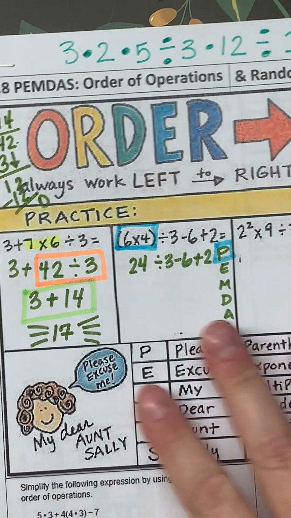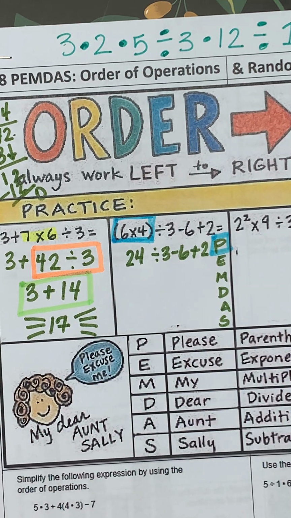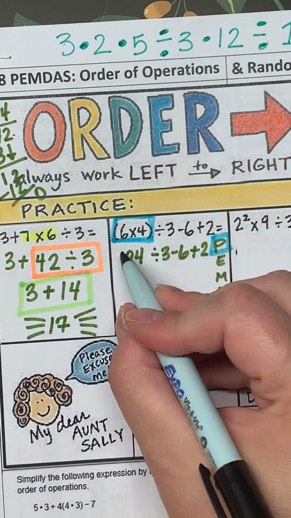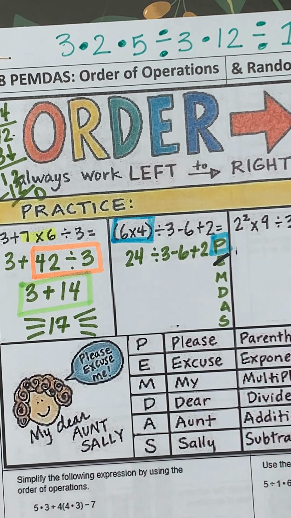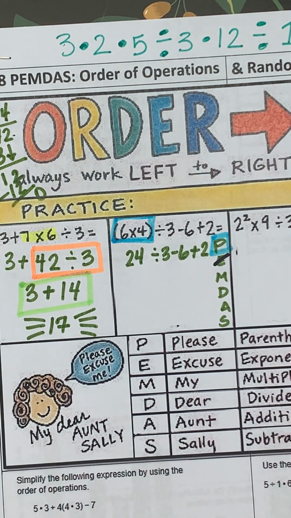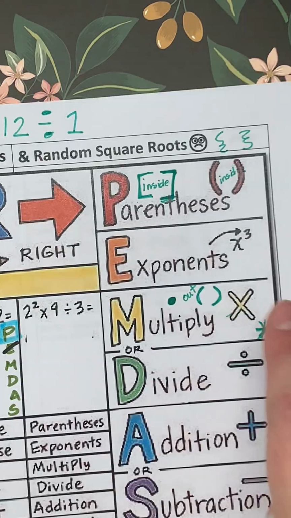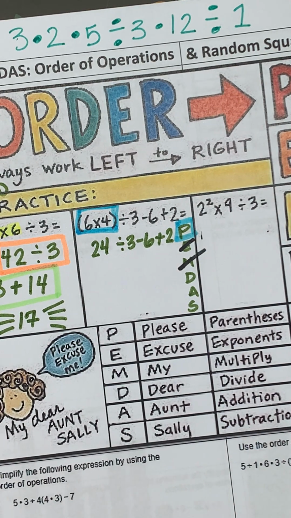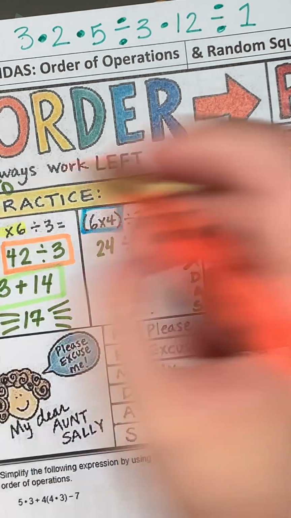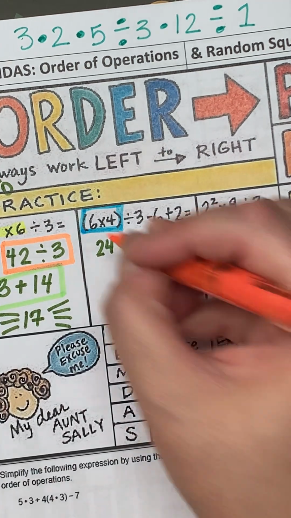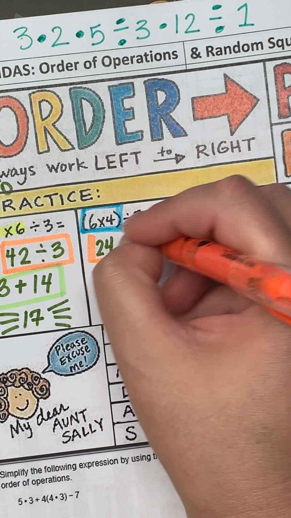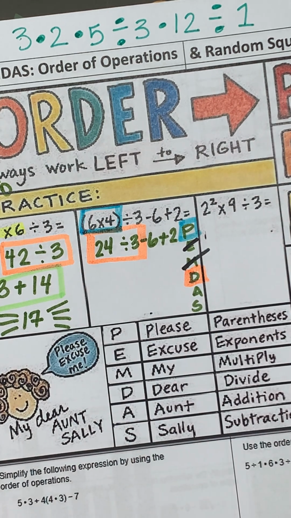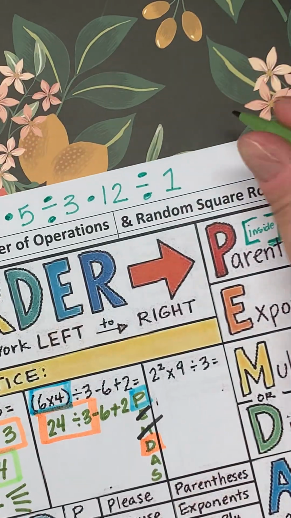Okay. Now let's go to the E. E means exponent. I don't see a tiny number in the air. Goodbye. M means multiply, like a multiply dot, or multiply parentheses, or multiply bracket, or multiply X, but we don't see that, so no multiply. Is there any division? Hot dog, there is. We got the D right here. Division, 24 divided by 3.